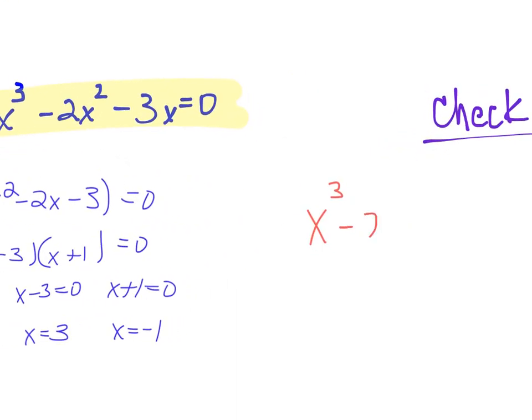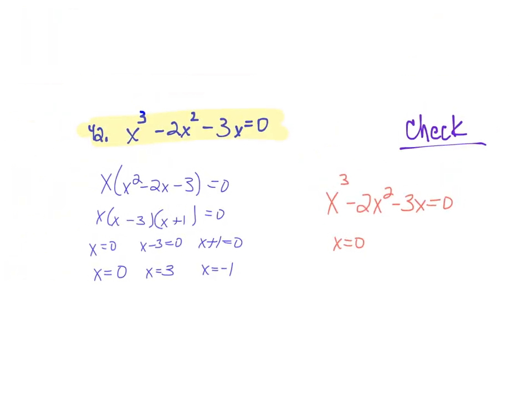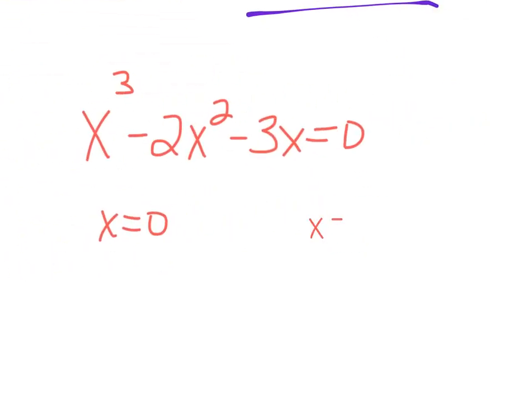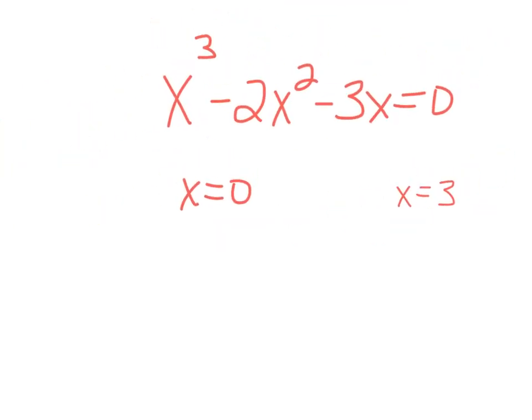Some of these are going to be quicker than others. Again, I'm only giving you 6 problems. I'm not giving you a ton. But we're going to check x equals 0. What else do we find? X equals 3 and x equals negative 1. Okay. So, look, this is an easy one.